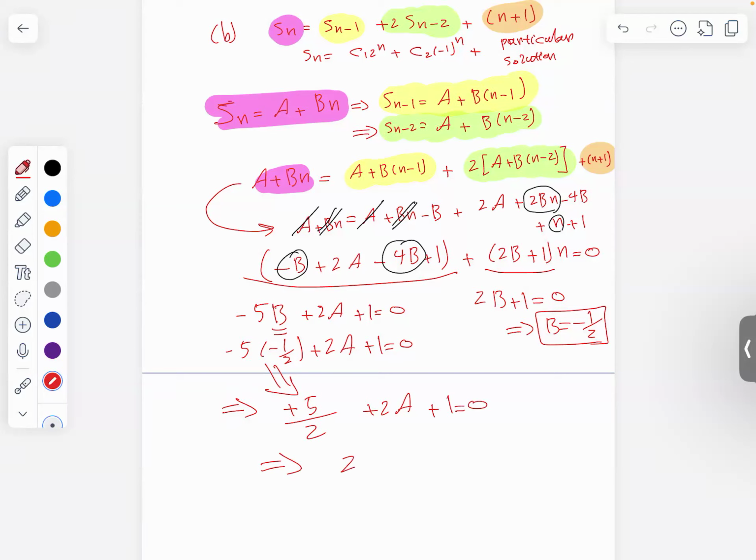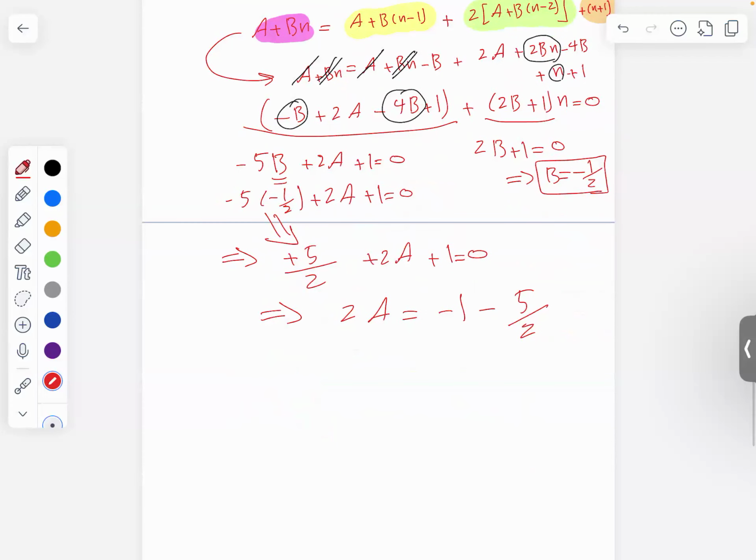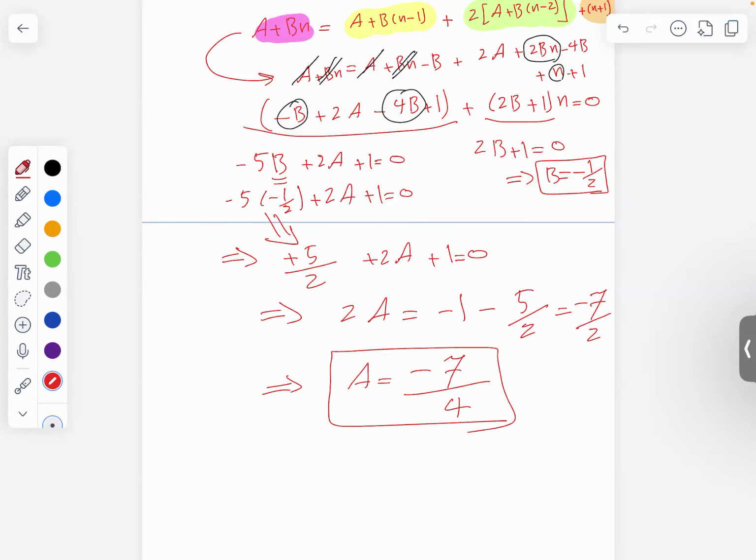From here, 2a equals. Adding negative 1 both sides and negative 5 over 2 both sides. So negative 1, negative 5, minus 5 over 2. Negative 1 is equal to negative 2 over 2. So it will be minus 7 over 2. So from here, a is negative 7 over 4.